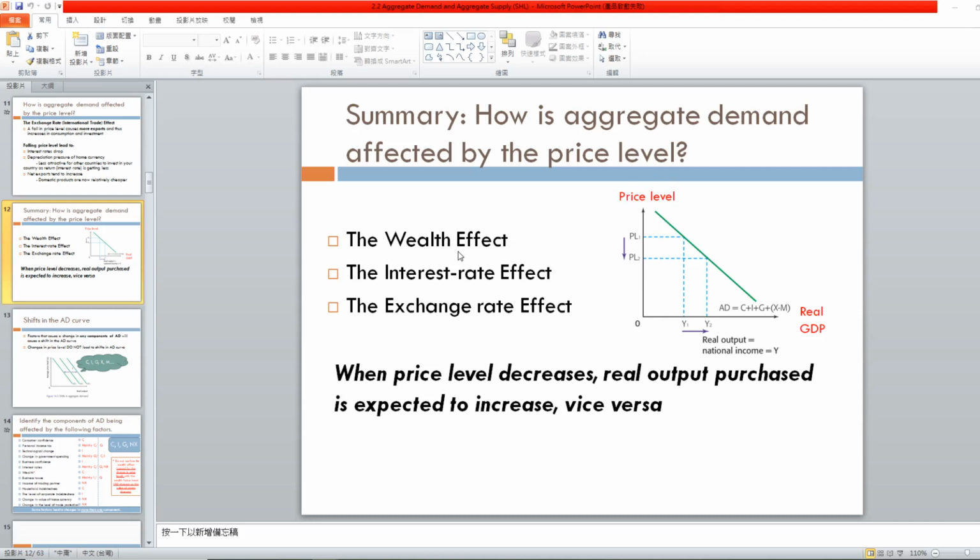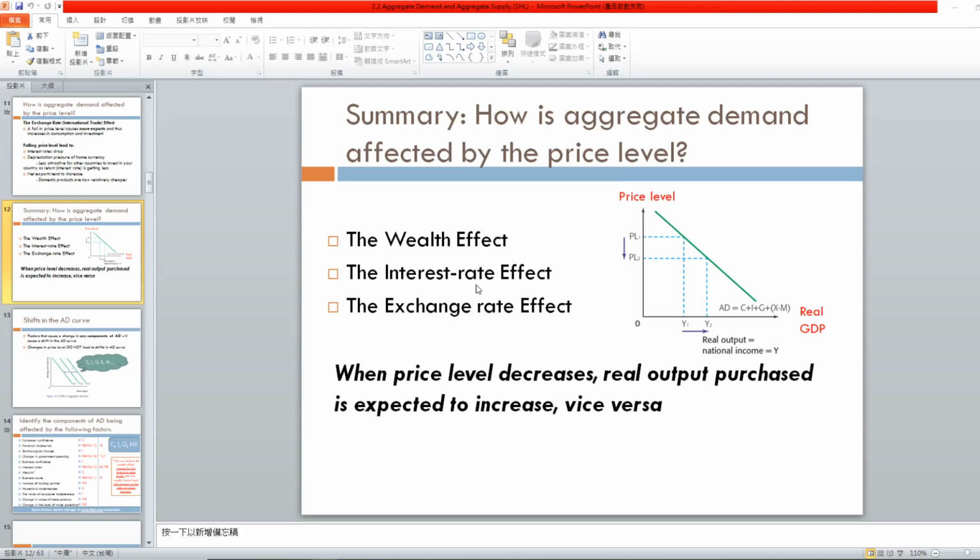So once again we have three effects which make such a relationship, and very quickly, we have the wealth effect. Let's say the price level of all the goods and services is getting lower, so you will have bigger purchasing power, and at the end you can spend more, right? And that's why you will have a downward sloping AD curve because of the change in price level.